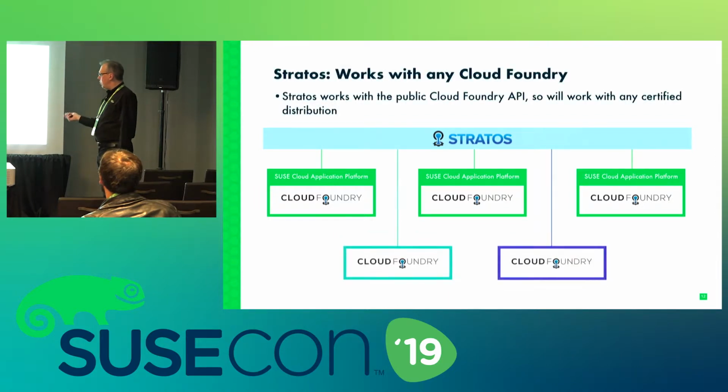We're also not only just about SUSE's Cloud Application Platform and our distribution. We work with the Cloud Foundry API, so any certified distribution of Cloud Foundry will work with Stratos. So if you've got a Stratos deployment, you can connect our Cloud Foundry, you can connect the one from Pivotal, IBM, whatever you want.